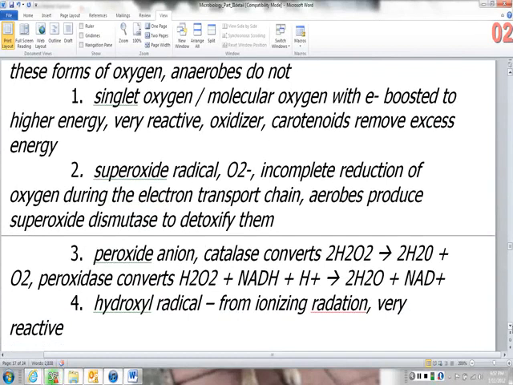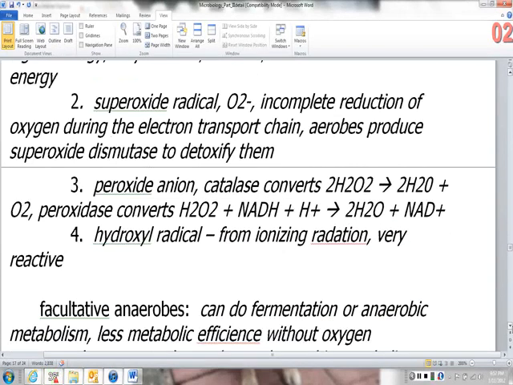Another toxic form is the peroxide anion. The enzyme catalase converts 2 hydrogen peroxides to 2 waters and molecular oxygen. This reaction is used in the catalase test to help identify organisms. Peroxidase converts hydrogen peroxide with NADH plus hydrogen ion into 2 waters and NAD+. Ionizing radiation can form the very reactive hydroxyl radical as another toxic form of oxygen.